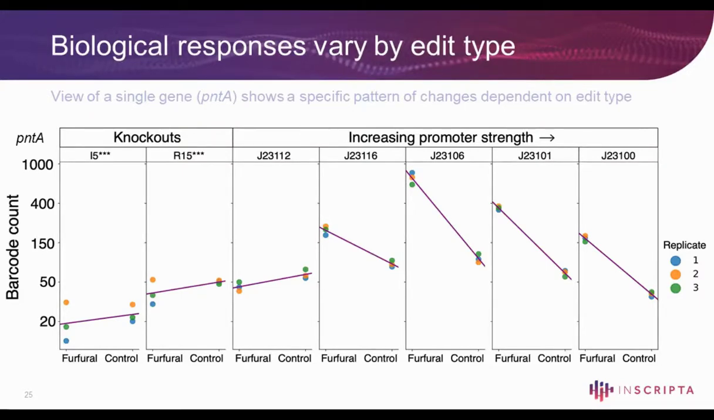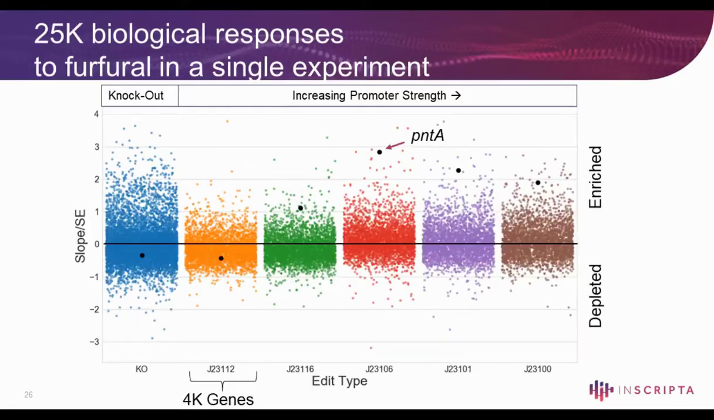If we then look at all the edits we did on PNTA, we see that the 2 knockouts behave in a similar way with reduced counts in the Furfural condition compared to control. However, looking at the promoters, it seems there is an optimum with the medium-strength promoter and that it does not help to add an even stronger promoter in front of PNTA. Thus, it will give better data if you actually check all types of mutations instead of just assuming that a stronger promoter will be more beneficial for the cells.